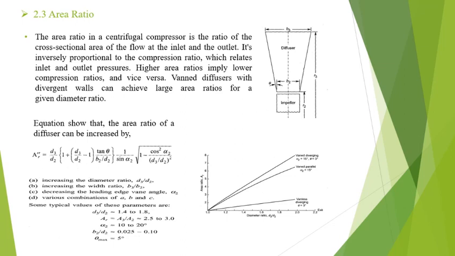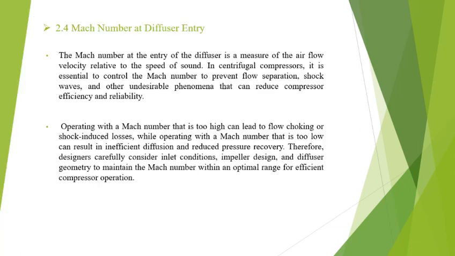After that we have a graph plotting area ratio AR versus diameter ratio D3 by D2. Here we saw when diverging, alpha 2 is 15 degrees and theta is equal to 3 degrees; when parallel, alpha 2 is equal to 50 degrees; and when less diverging, theta is equal to 3 degrees.